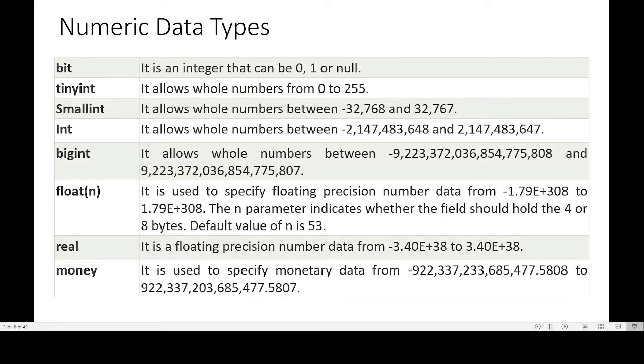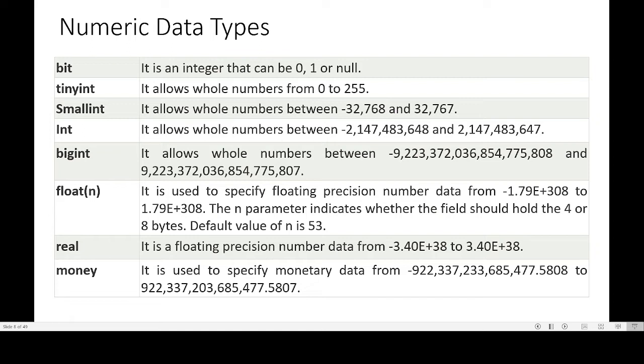Now we also have numeric data types, in which we can define bit, which can be 0, 1 or null, and we can use tinyint. It allows whole numbers from 0 to 255. Then we have another data type called smallint. It allows whole numbers between minus 32,768 to plus 32,767. Then we have int.